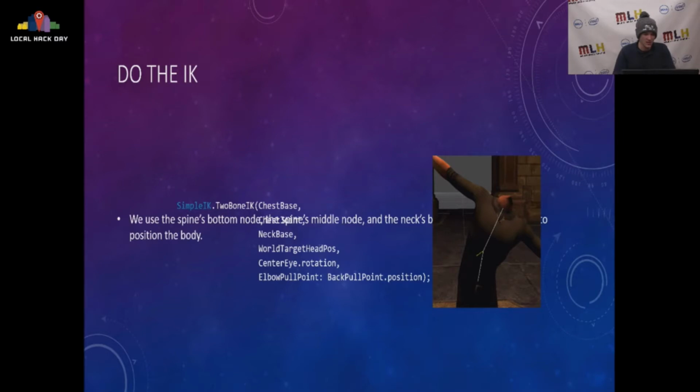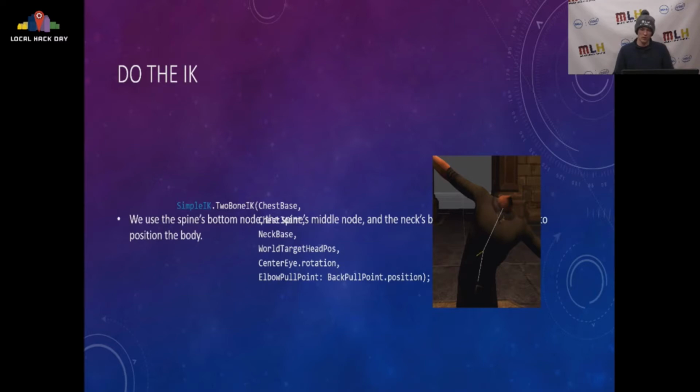So we pass in the chest base, which is the very bottom node on the torso, which you can see in the white lines in the thing, where the white line starts. And then we have the chest, you can't read it, but it's the chest middle, which is the bend in the white line on the image. And then we have the neck base, which is all the way at the top. And then we pass in the world target position and the center eye's rotation. The rotation doesn't really matter much because we're just swiveling a little nub of a neck, but we pass it in anyway. And then we also supply the thing I mentioned before, which is the elbow pull point, or in this case, we're pulling the back of it.